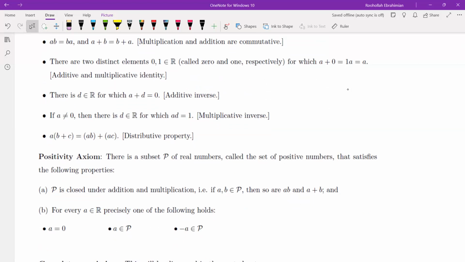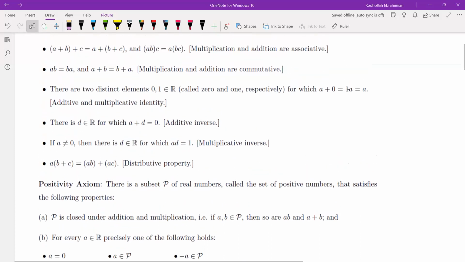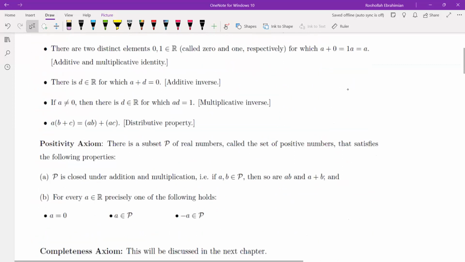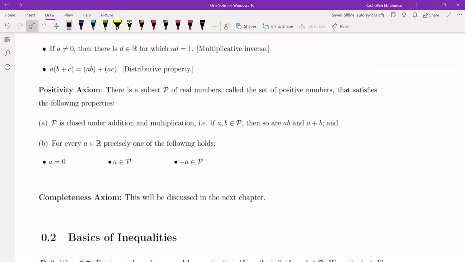And finally, the last property is the one that relates these two operations. We have two binary operations here, addition and multiplication. So far in these properties, there was no relation between them. This last property relates the two operations, which tells us that multiplying a by (b plus c) is the same as multiplying a by b, multiplying a by c, and then adding them up. That is called the distributive property.